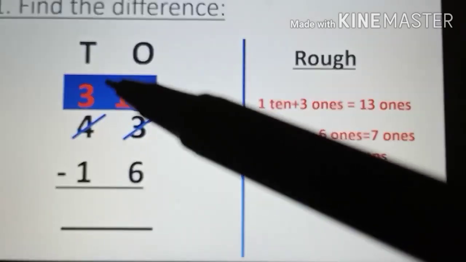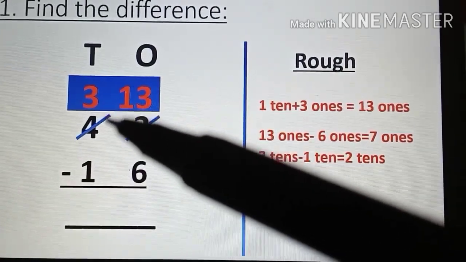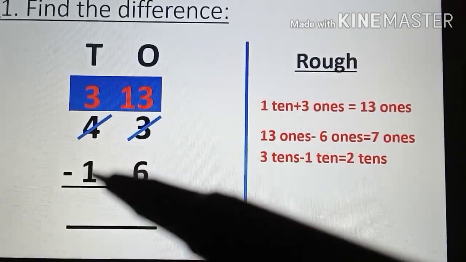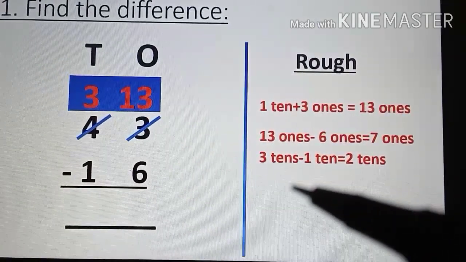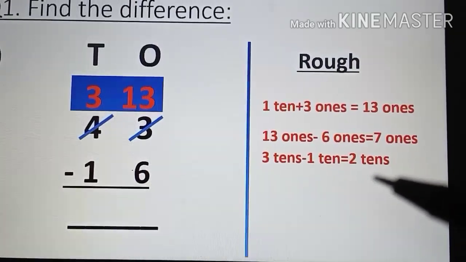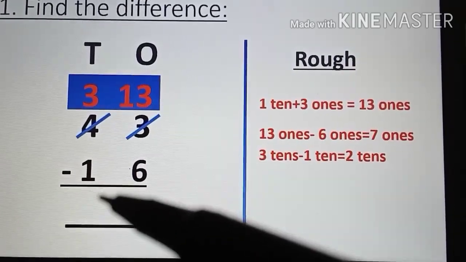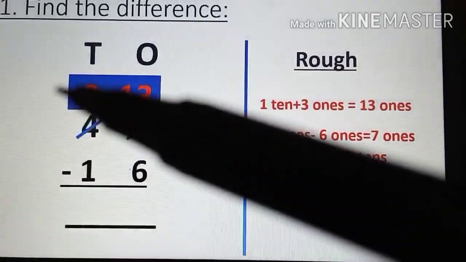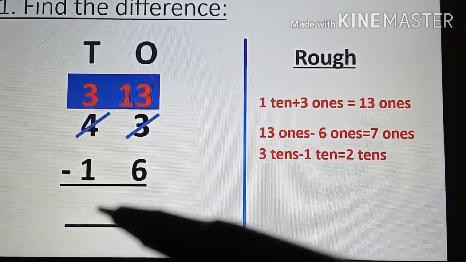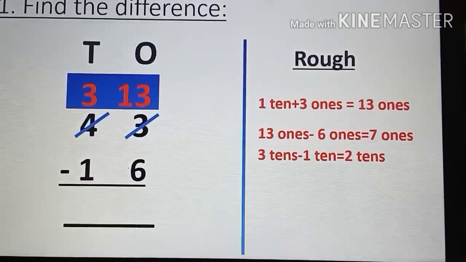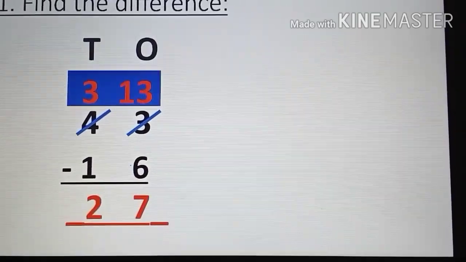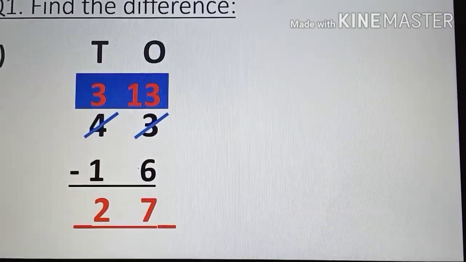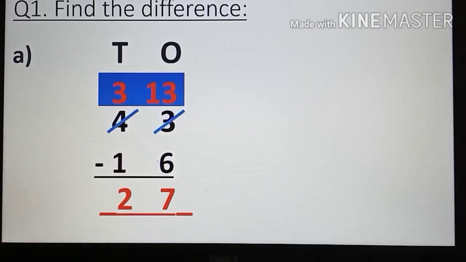Now under the tens column, children, we have to subtract this 3 and 1. So we will subtract 3 tens and 1 ten. So 3 tens minus 1 ten is 2 tens now. So you will write here 2. Under the ones column, you write 7. Under the tens column, you write 2. So our answer is 27. So the difference is 27. Clear, children? It will be more clear with more examples.